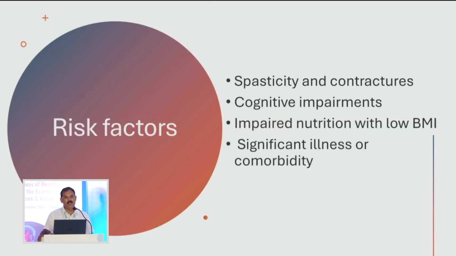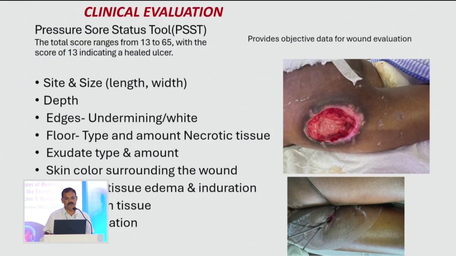There are certain risk factors which add to the increased incidence of pressure injury, like spasticity and contractures, cognitive impairments, impairment of nutrition, especially anemia, low BMI, and significant illness and comorbidities like diabetes mellitus, or patients already in hypoproteinemia or low immunity status. All these things should be taken care of when you plan any management of pressure ulcer, pressure injury.